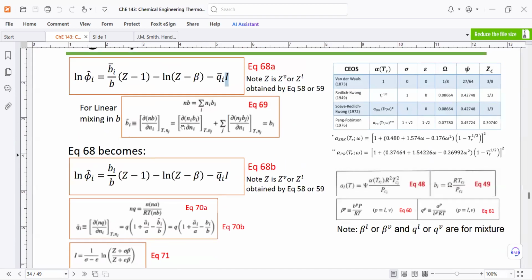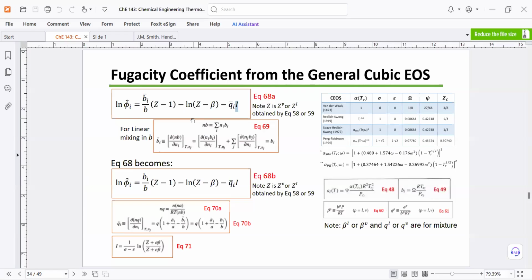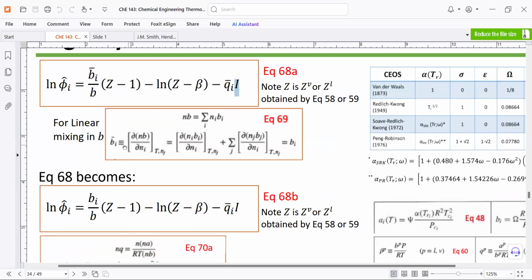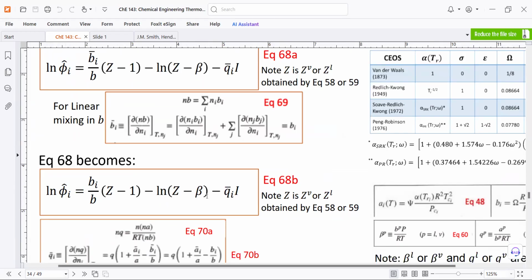Okay. Now, how do we solve each again? So B is just, since B is linear mixing, the partial property B is just equal to its pure species. So equation 68A becomes equation 68B. So the bar here is removed. So this actually is our final equation to use to get the fugacity coefficient.